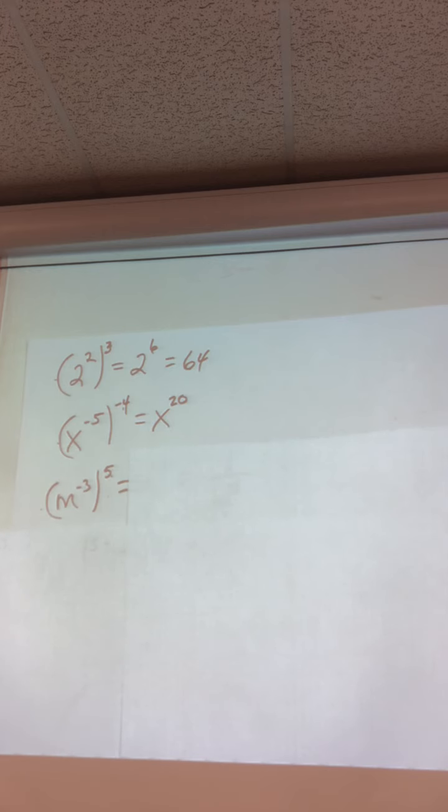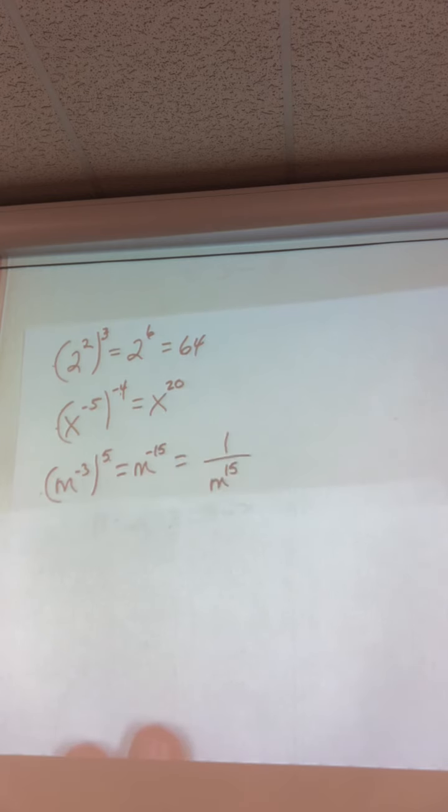Now, let's look at this one. M to the negative 3 to the 5th. That would be m to the negative 15. But remember we said a while ago, you don't leave negative exponents in your final answer. So this is 1 over m to the 15th.